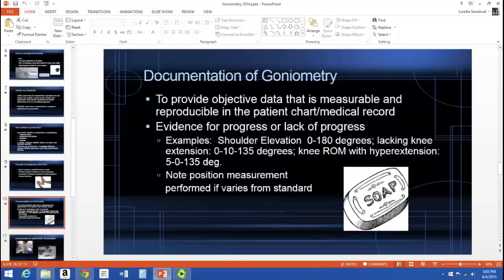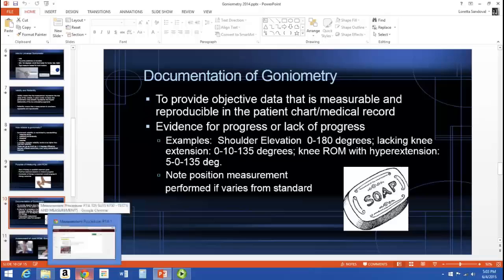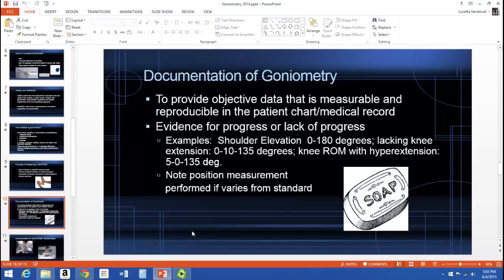Okay, so we're going to talk a little bit about the documentation, how we're going to document our measurements, and there are differences in documentation, just so you know that. And then we're going to talk about the procedure that we're going to use to do it, and we will go over this in lab. So in the documentation of goniometry, the goal is to provide objective data that's measurable and reproducible in the patient chart, which is the medical record. It lets us show evidence of progress or, God forbid, lack of progress.